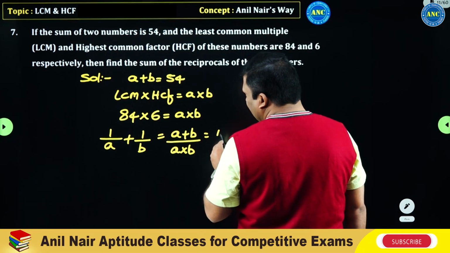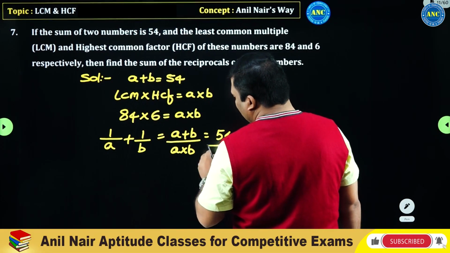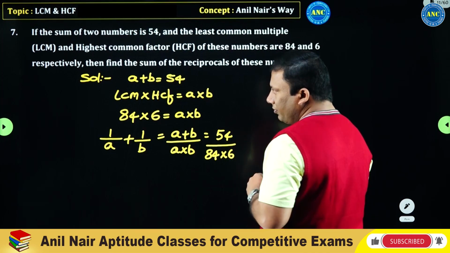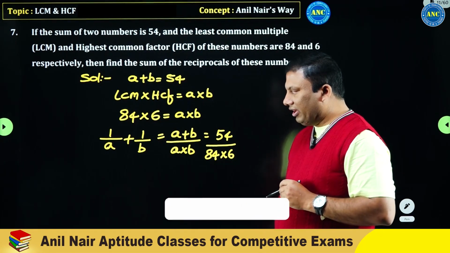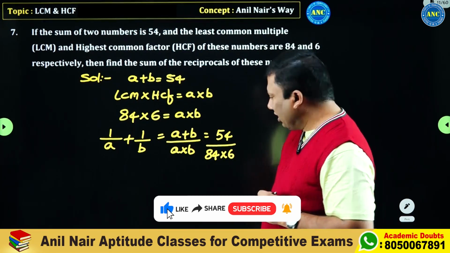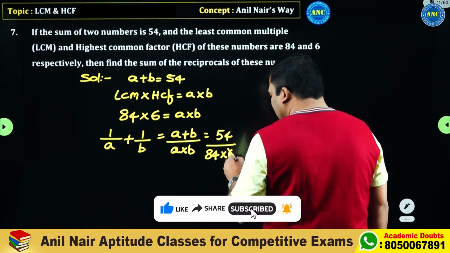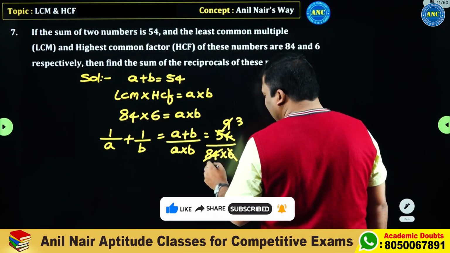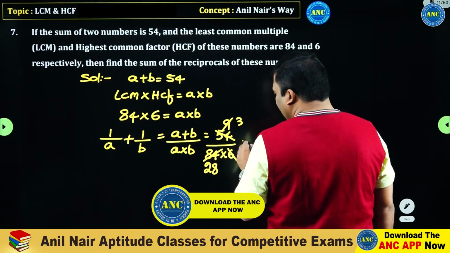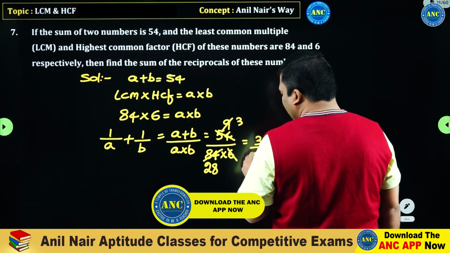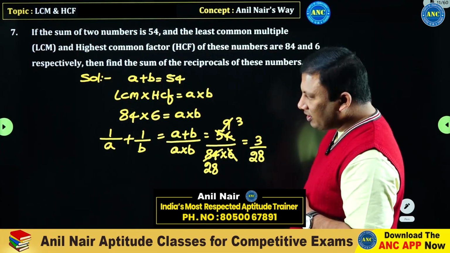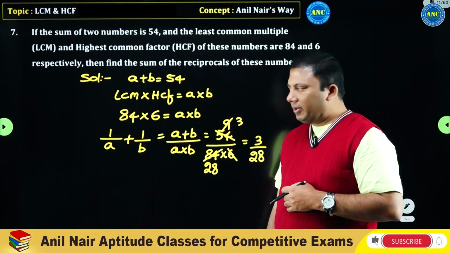A plus B is 54. A into B is 84 into 6. 6 1s are 6, 9s are, 3 3s are 3, 28. So the answer for this question has to be 3 by 28.